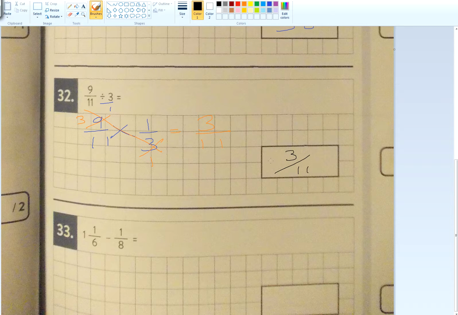Right, let's move on to the next question. So 1 and 1/6 minus 1/8. Now, is 1/6 bigger than 1/8 or smaller? 1/6 is bigger than 1/8. The bigger the number on the bottom, the smaller the fraction. So 1/6 is actually bigger. It's a bigger piece than 1/8.